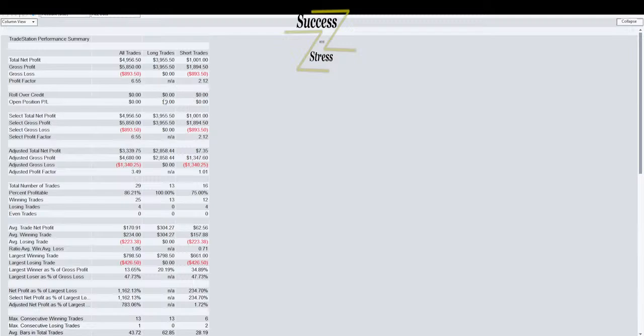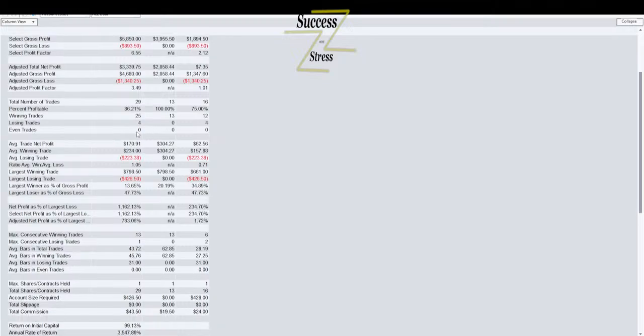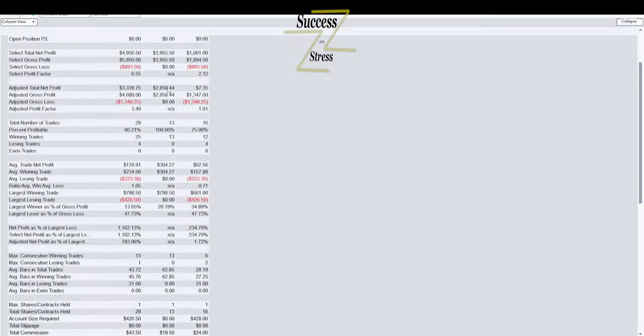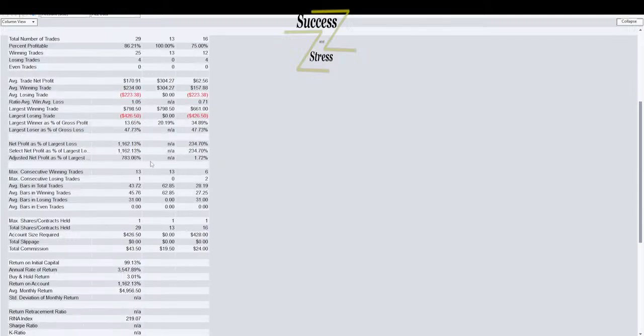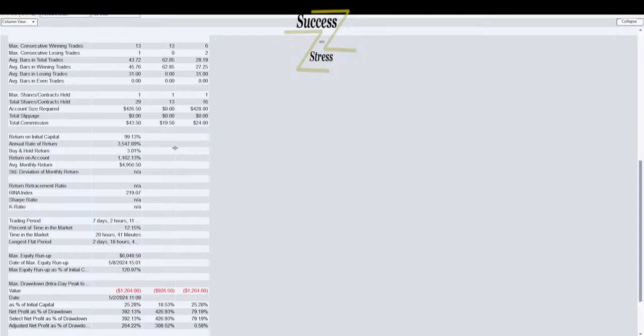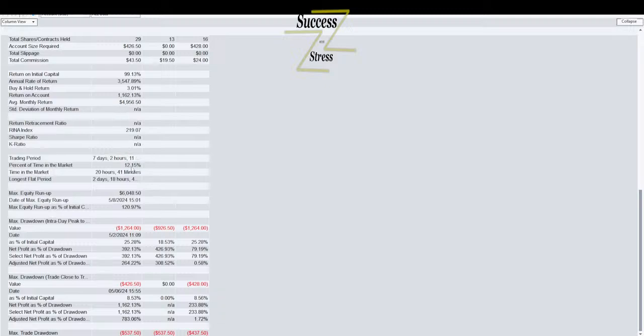I wonder why that's NA for long trades. Let's see, losing trades 4. We only lost 4. We lost 4 out of the 25 longs. No, it's total. Okay, so maybe that's why there's NA here, because I guess maybe all of our longs we won, right? So out of the 13 longs that we had, we won all of them. Out of the 16 shorts that we had, we won 12, we lost 4. Commissions, return on capital.